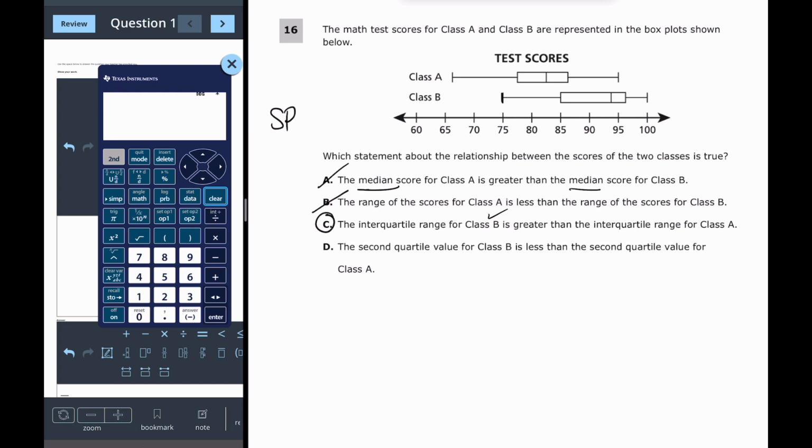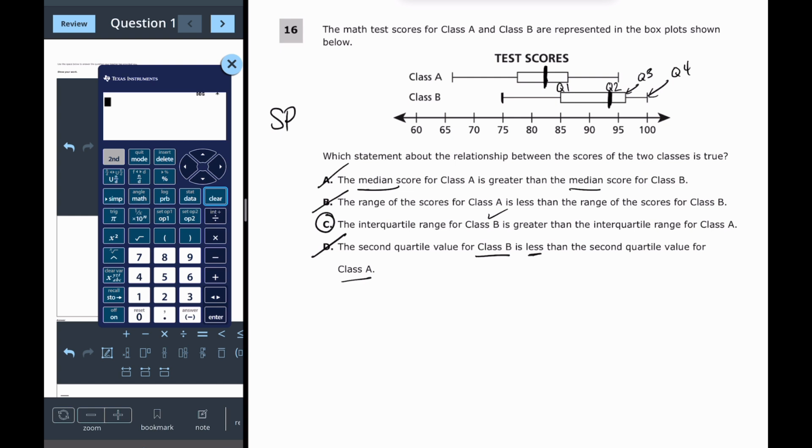And then for the last part, you had the second quartile value for B. Okay, so here's my first quartile, here we go. That's my beginning. Here's my Q1. Here's my Q2 or my median. And then at the end of the box is Q3. And then the end over here is Q4. So the second quartile value for B is less than for A. So is this number less than this number? Just by looking at the number line, no, B is not less than, A is a much bigger number.